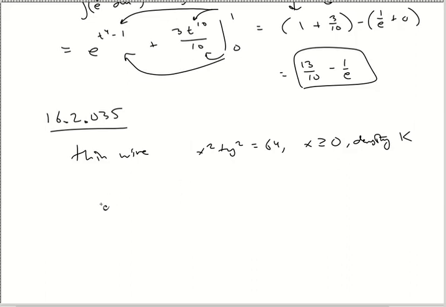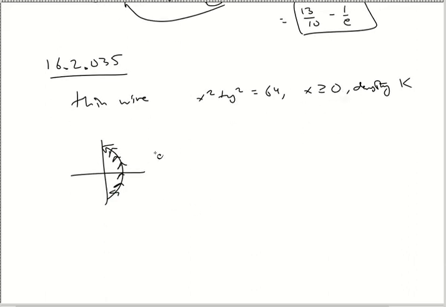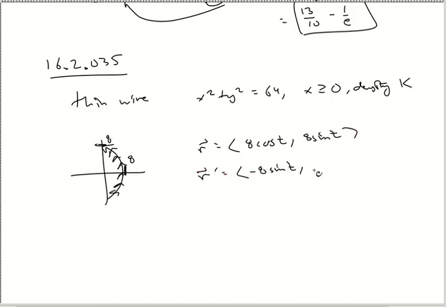So let's draw it out first. Essentially, they're saying we've got this guy, and might as well do counterclockwise because, well, why not? Again, because x greater than or equal to 0 means it's got to be positive over here, and the radius here would be an 8. Okay. So my r vector, my pathway, would be 8 cosine t, 8 sine t. r prime, my derivative, would be negative 8 sine t, 8 cosine t.